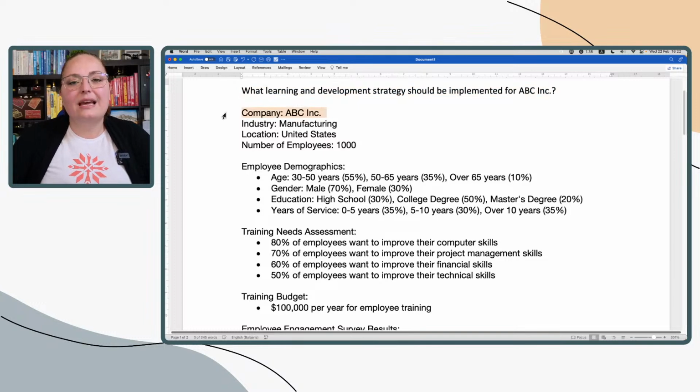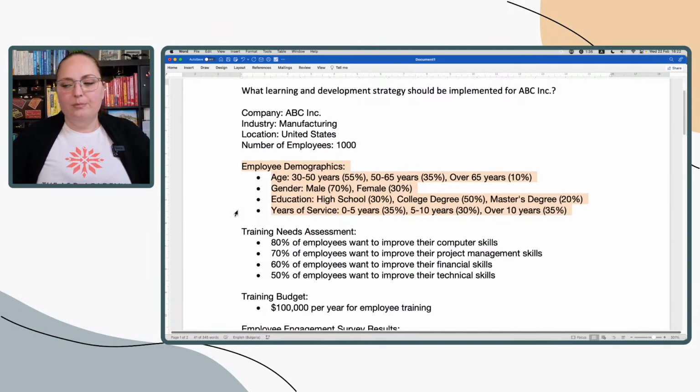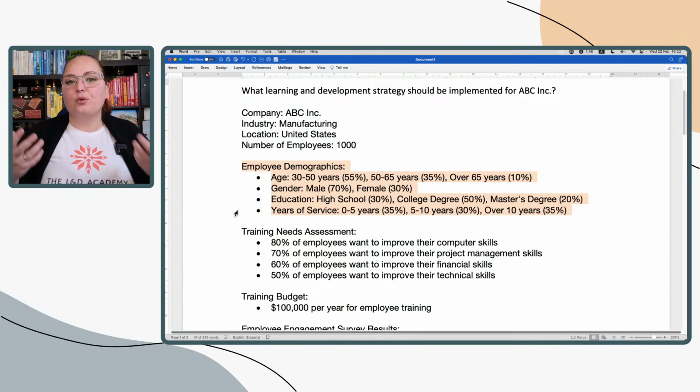And then I am giving ChatGPT the information. So the company is called ABC Inc. The industry is manufacturing. The location is United States, and we have 1,000 employees. Then we dive into the demographics. So the ages are, the majority of our employees are between 30 and 50 years old. We have about a third, a bit over a third of the workforce between 50 and 65, and then about 10% of the people are over 65. So already we have a bit of a profile of our, let's call it, learner persona.